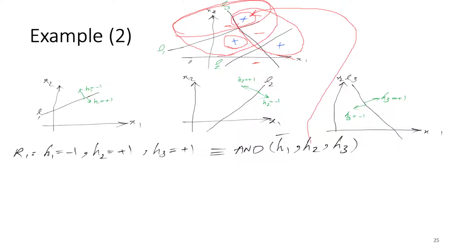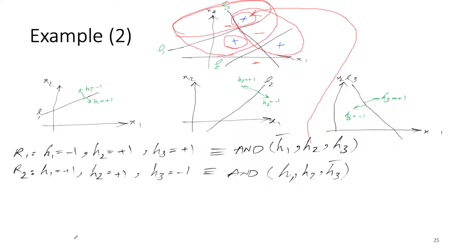H1, H2, H3. Yeah. Does anyone agree with that? Are you agreeing with me? So H1, H2, and negate H3. Questions? So for R2, if I go H1, which is, let me just clear this.